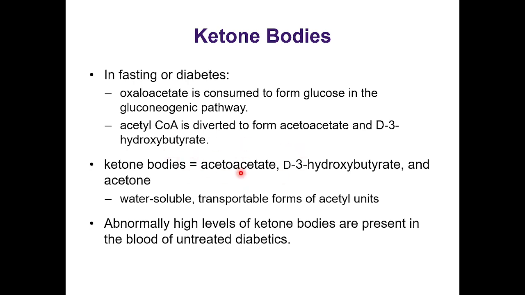But ketone bodies are going to be acetoacetate, D-3-hydroxybutyrate, and acetone. Notice again, all those have ketone or "one" in their names, don't they? Yeah, and so those are ketone bodies. They're water-soluble, transportable forms of the acyl units. Abnormally high levels of ketone bodies are going to be present in the blood of untreated diabetics because, again, they're water-soluble, so they can go out to the blood quite easily, and you can have elevated levels then.